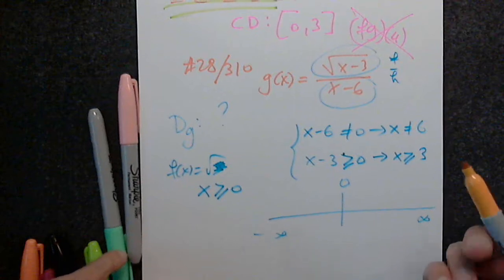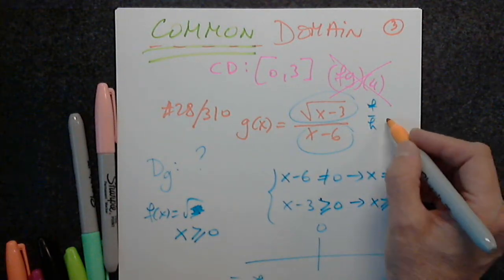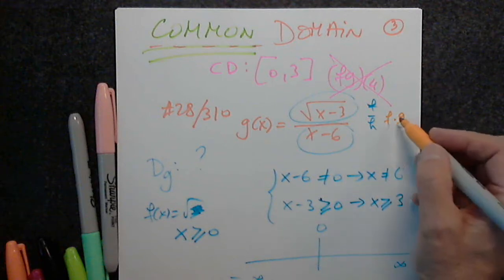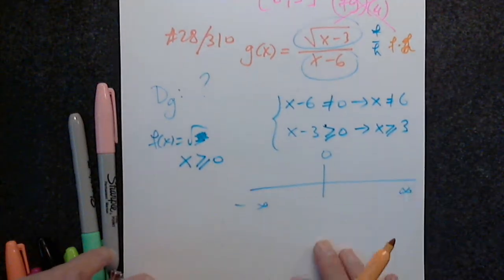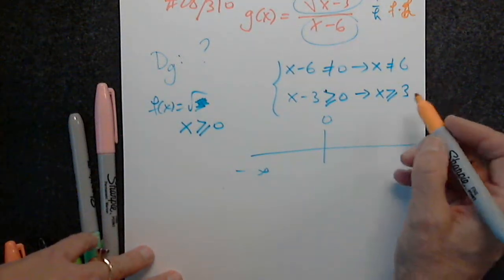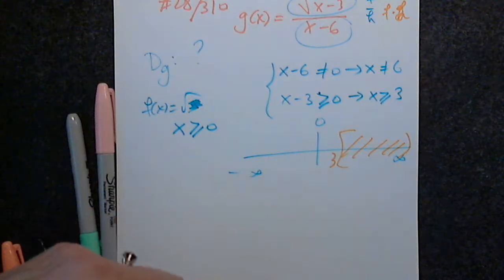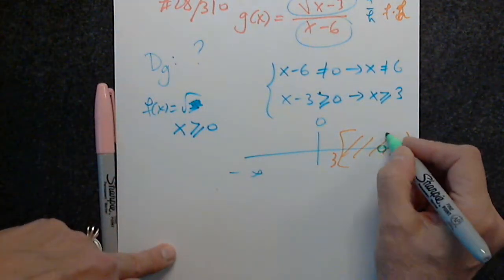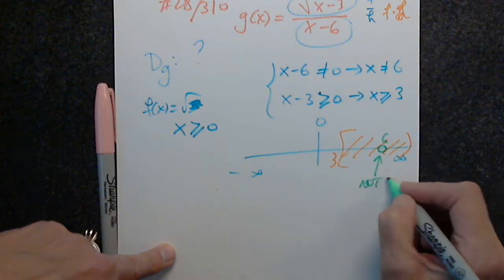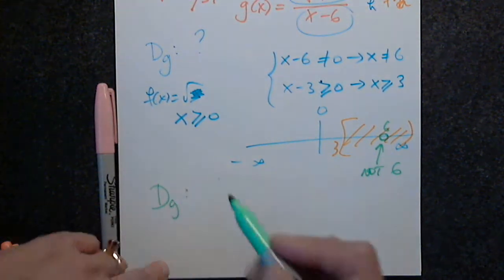So this can be considered f over g, or it can be considered f times g. I'm sorry, f times h, where h is 1 over x minus 6. So we see there are two conditions. Oh, okay, x greater than or equal to 3 is this. And it says not 6. Not 6. Can anyone give us then the domain of function g?